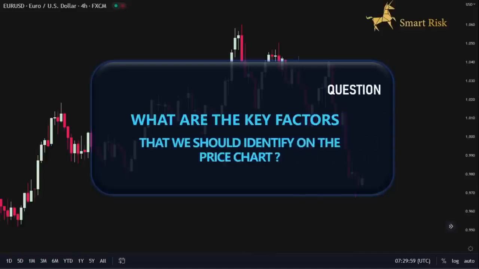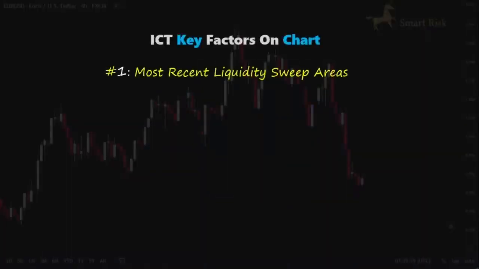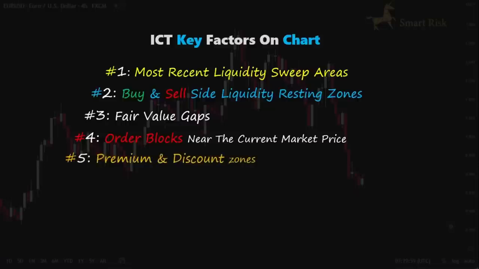So, what are the key factors that we should identify on the price chart? First, we should look for the most recent liquidity sweep areas. Second, we need to detect buy or sell side liquidity resting zones. Third, we need to flag fair value gaps. Fourth, we should spot order blocks close to the current market price. Fifth, we should identify premium and discount zones. Sixth, we need to spot the general outline of the market. So, let's start with key factor number 1.